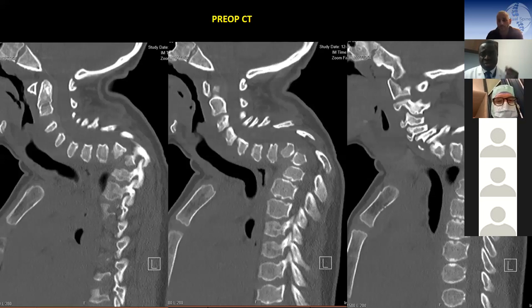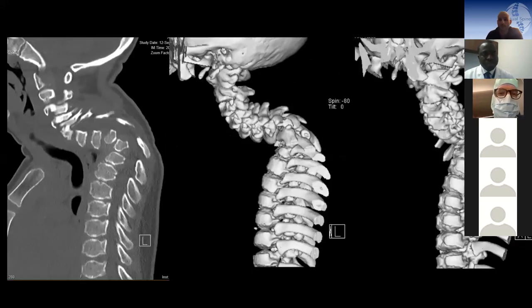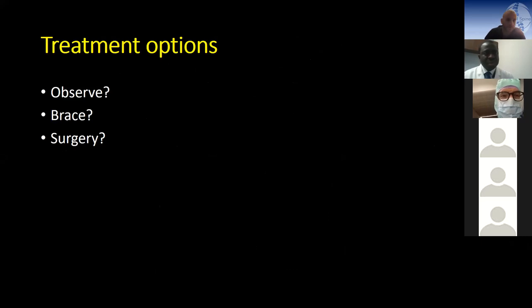The CT scan is super helpful because it provides just superior anatomic details. Again, you can see the abnormal shape of the vertebral bodies and how small the vertebral bodies are, which creates a significant challenge in spinal instrumentation in this patient population. This is just a 3D reconstruction, which can sometimes be very helpful.